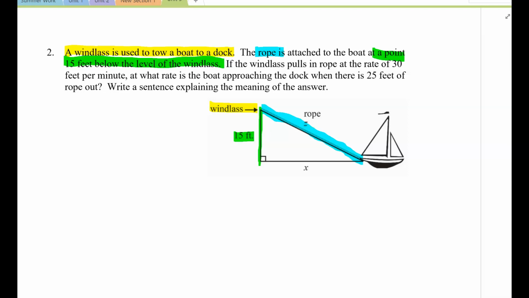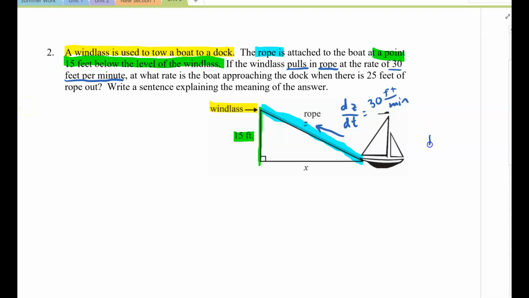Okay, so in related rate problems, you want to ask yourself, what's changing here? They say that the rope is being pulled at a rate of 30 feet per minute. So here's your rope, and it's being pulled this direction. When it changes, that is dz with respect to time, and dz/dt is 30 feet per minute. So I have my figure.